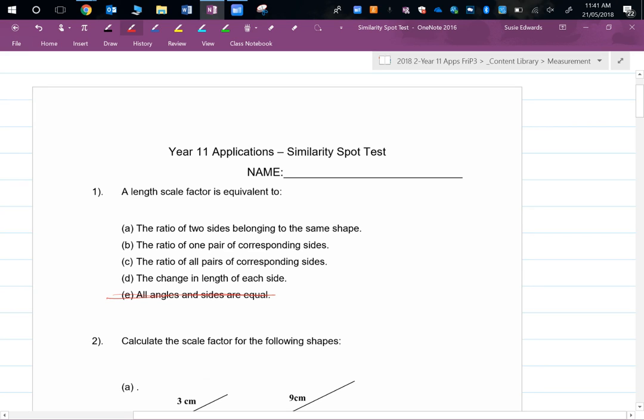The ratio of two sides belonging to the same shape. No, when we look at scale factor, we're looking at one shape, how it gets to become another shape. Okay, so it's not A. The ratio of one pair of corresponding sides.